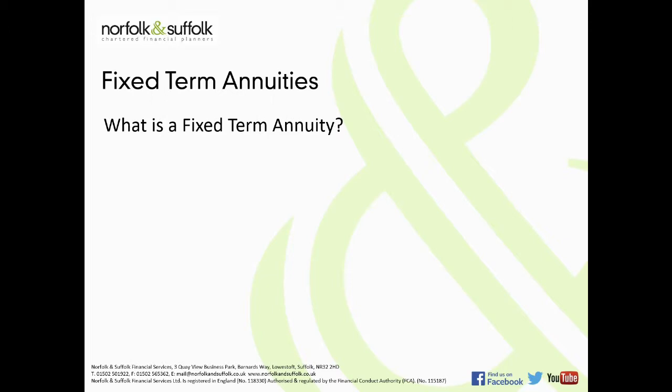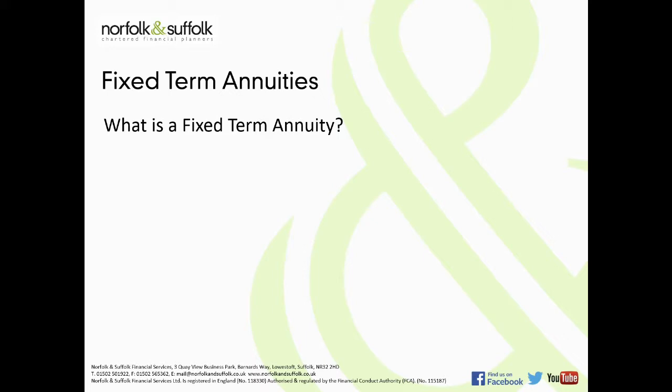What is a fixed-term annuity? A fixed-term annuity is similar to a lifetime annuity in many ways, with the exception being that at the end of the term, the annuitant will be provided with a guaranteed maturity value, which would remain within a pension, and enable the annuitant to consider the ongoing options for maintaining a retirement income.